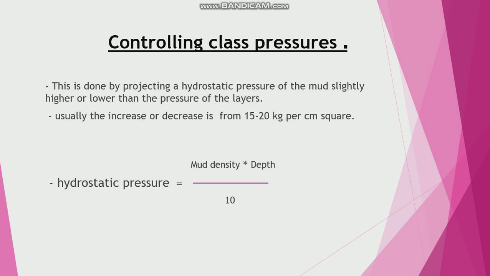centimeter square. Now we will discuss hydrostatic pressure. Hydrostatic pressure equals mud density multiplied by depth divided by 10, and this is called the hydrostatic pressure equation.